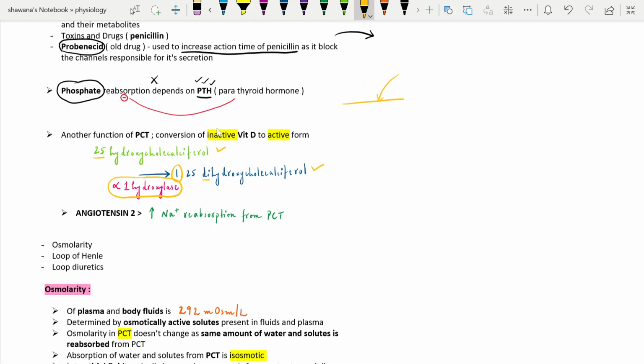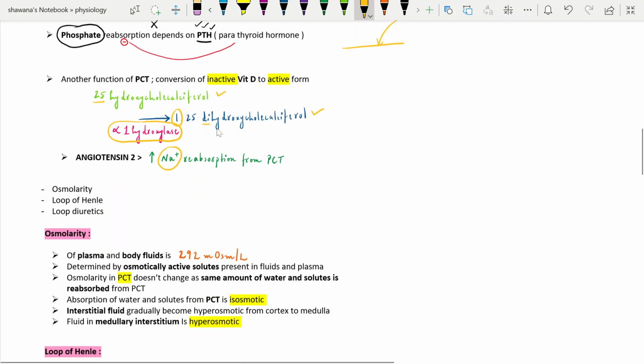Also, another hormone influence, or substance, is angiotensin 2. Angiotensin 2 is a vasoconstrictor of the efferent arteriole. But apart from that, angiotensin 2 can also be involved in sodium reabsorption. Apart from its function of vasoconstriction of the efferent arteriole, it can also be used in the sodium reabsorption from the PCT.